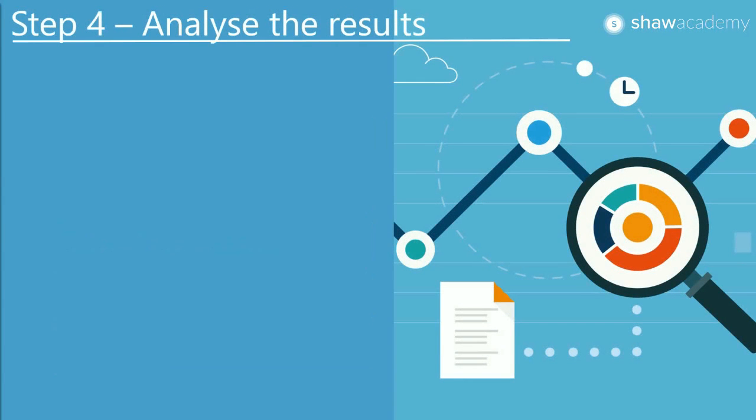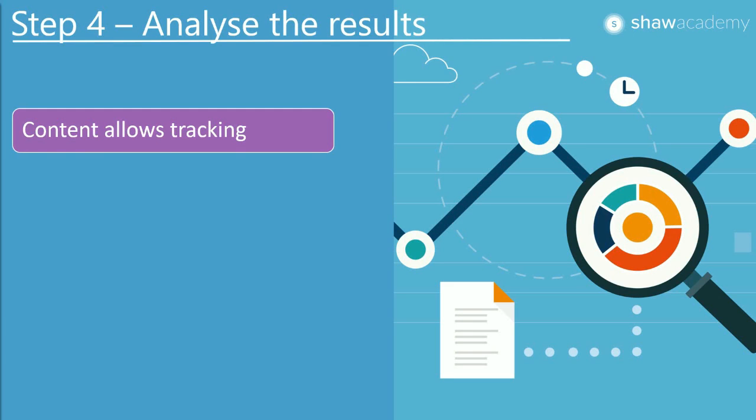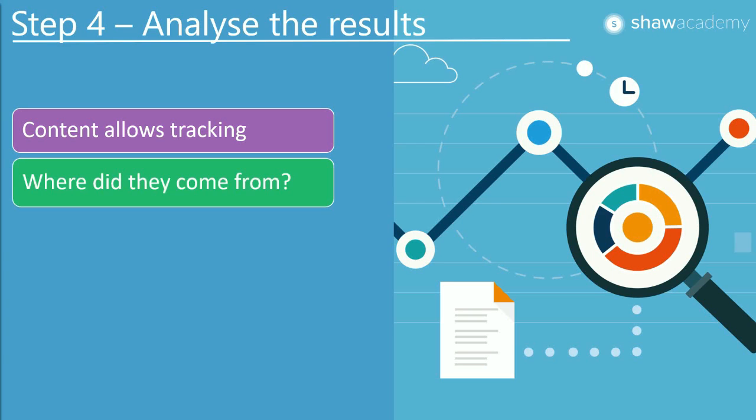Next up is step 4, analyze the results. Okay, so the content that you've created in step 3 allows you to track behaviors. What I mean by that is you can track the interactions that your customers or your followers will have with your content. So you can find out where they came from, whether they came from LinkedIn or Facebook or Twitter primarily. That'll give you a good indication as well of where to focus your social media efforts, whether it's on social media or by pay-per-click adverts or Google adverts. It'll give you a really good idea of what platform to use, okay?